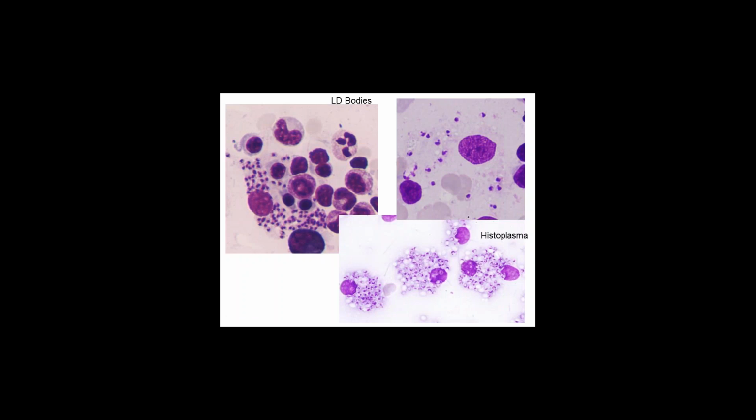Now, a few of the parasites that we see. Here are the organisms. They are generally seen inside the histiocyte. The histiocyte cytoplasm is full of organisms, and this is histoplasma.